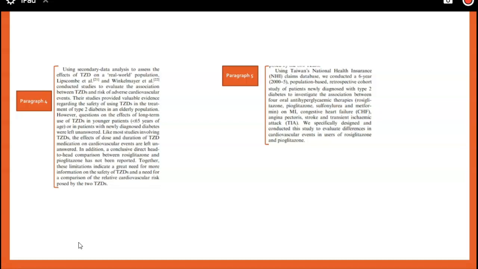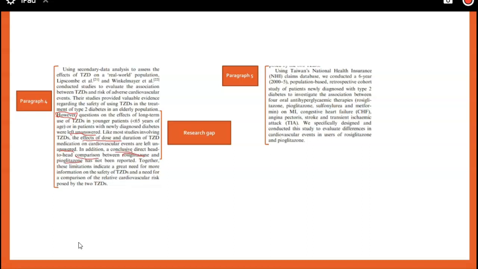So paragraph 4, paragraph 5, let's focus on paragraph 4 first, where the research gap is clearly stated here in the middle. Again, starting with the however move, first saying this and this and this, and however, this is also known, or this is also an important issue, contrary to what so far has been found and discussed. So here, however, questions on the effects of long-term use of TZDs in younger patients or in patients with diagnosed diabetes were left unanswered. Like most studies involving TZDs, the effects of dose and duration on cardiovascular events are left unanswered. In addition, a conclusive direct head-to-head comparison between rosiglitazone and pioglitazone has not been reported.